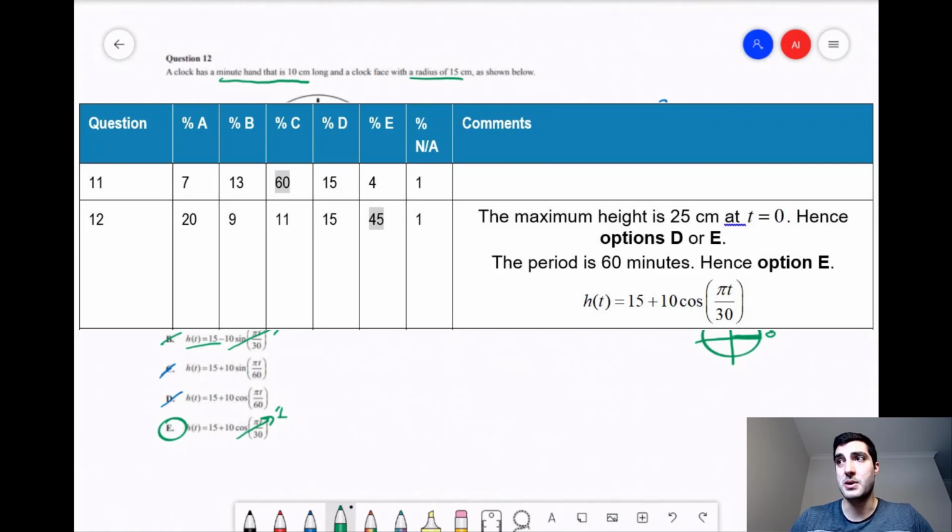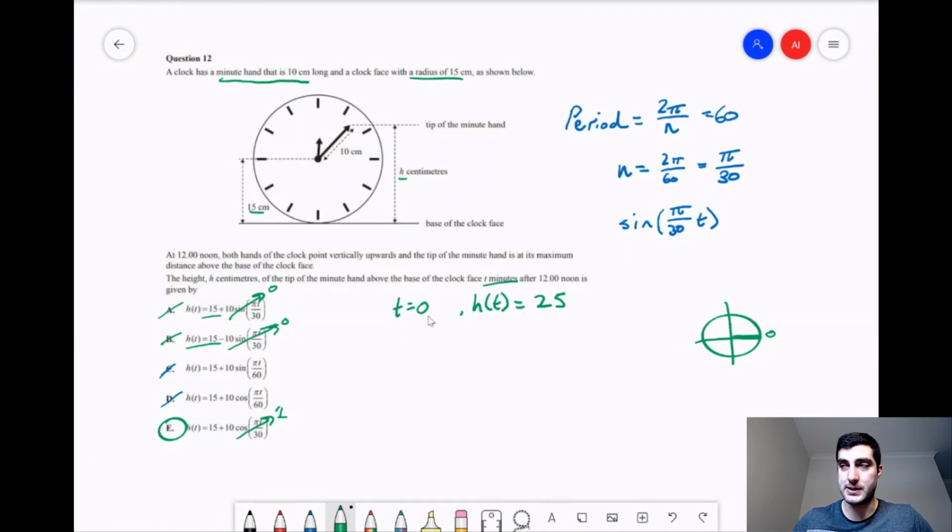And you can see in the comments there, they sort of, I think, use the same approach, but perhaps in a different order. They say the maximum height is 25 centimeters at t is equal to 0, like we had recognized here. Hence options D or E. So they actually do that step first to rule out all these sine functions. So they rule A, B, C, and then they're just between D and E. Then they work out the period as well, like we did. But you can see it's the same steps there.